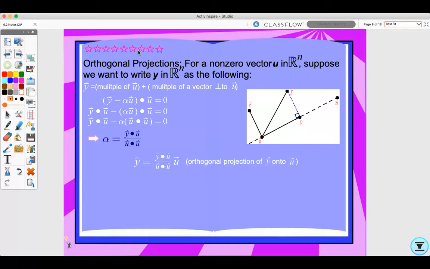And y hat would be y dot u over u dot u times u, which is the orthogonal projection of y onto u. Z would equal y minus y dot u over u dot u times u, the complement of vector y orthogonal to u. So y hat, the orthogonal projection of y, equals y dot u over u dot u times u.